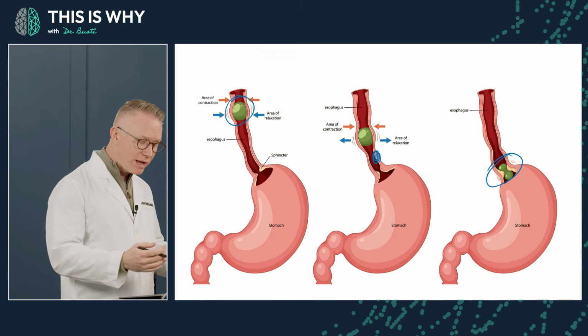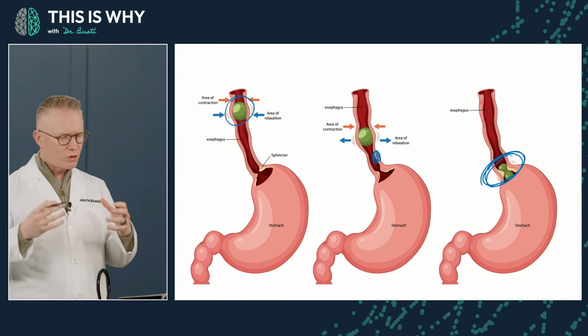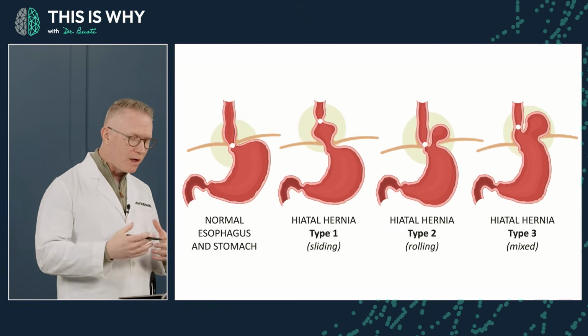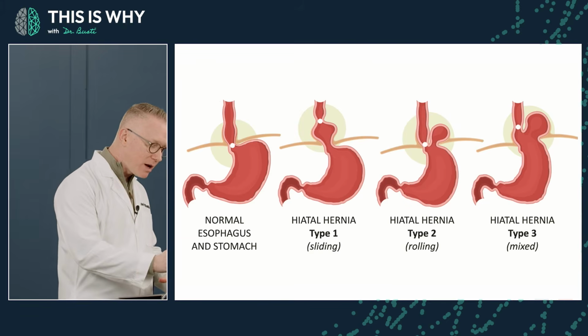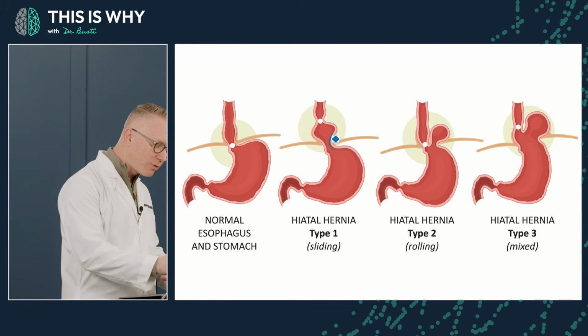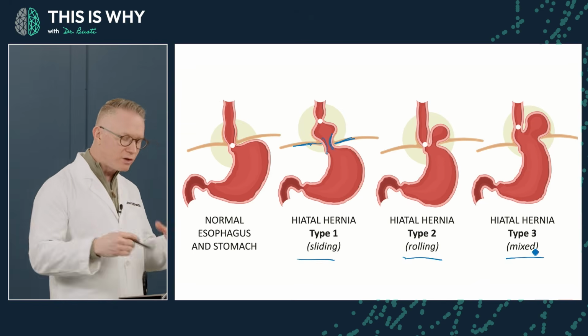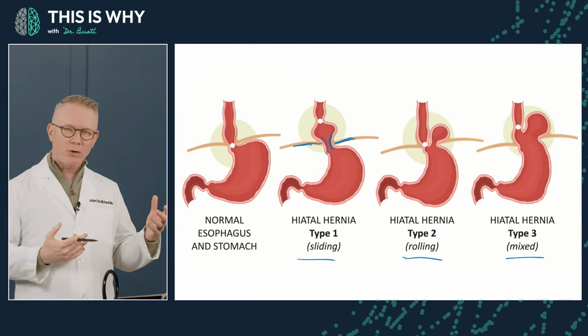Now, things can also get stuck at this level here. We can form strictures, rings from all that chronic inflammation. But patients can also develop what are called hiatal hernias, where a portion of the stomach literally comes up through the lower esophageal sphincter area and moves up above the diaphragm. And there are different types of hernias based on the degree and severity of them. Sometimes they can slide up and down, all right?